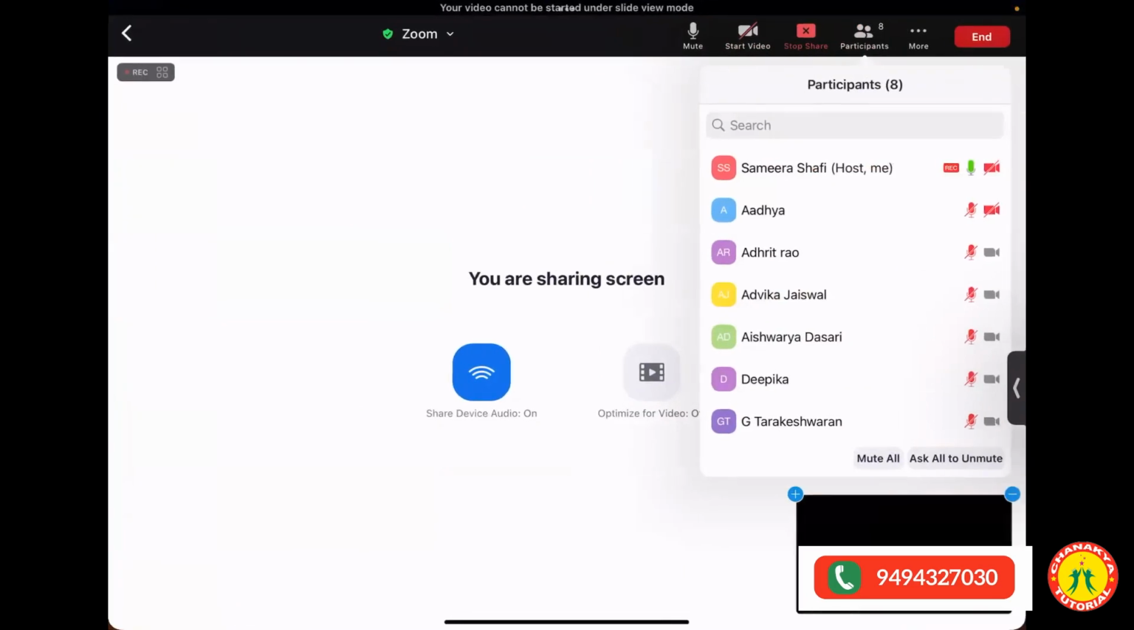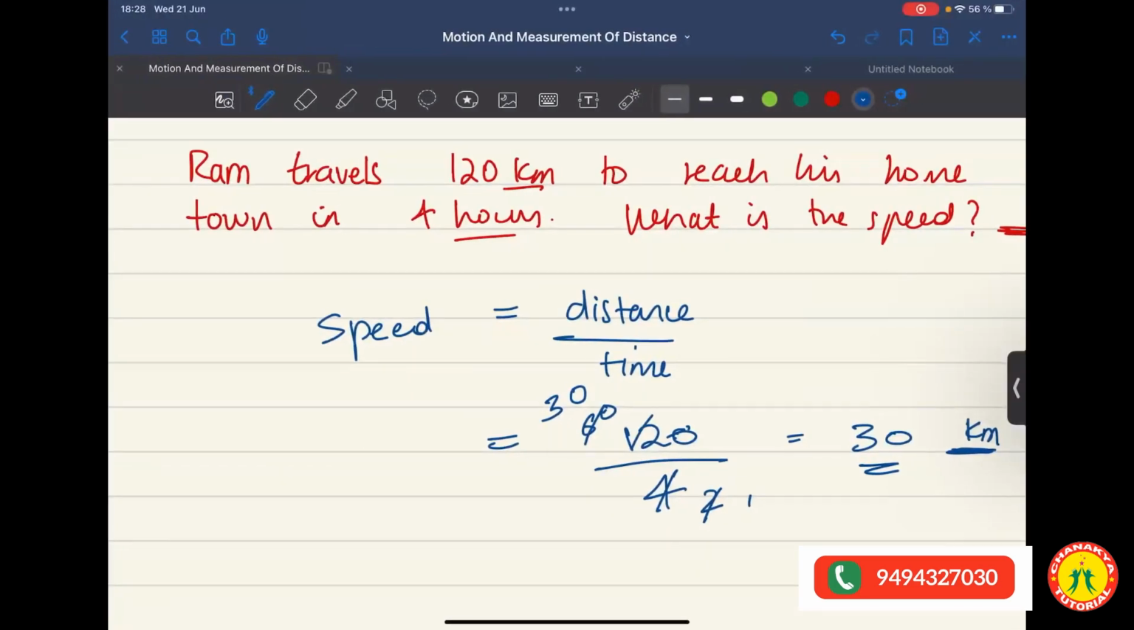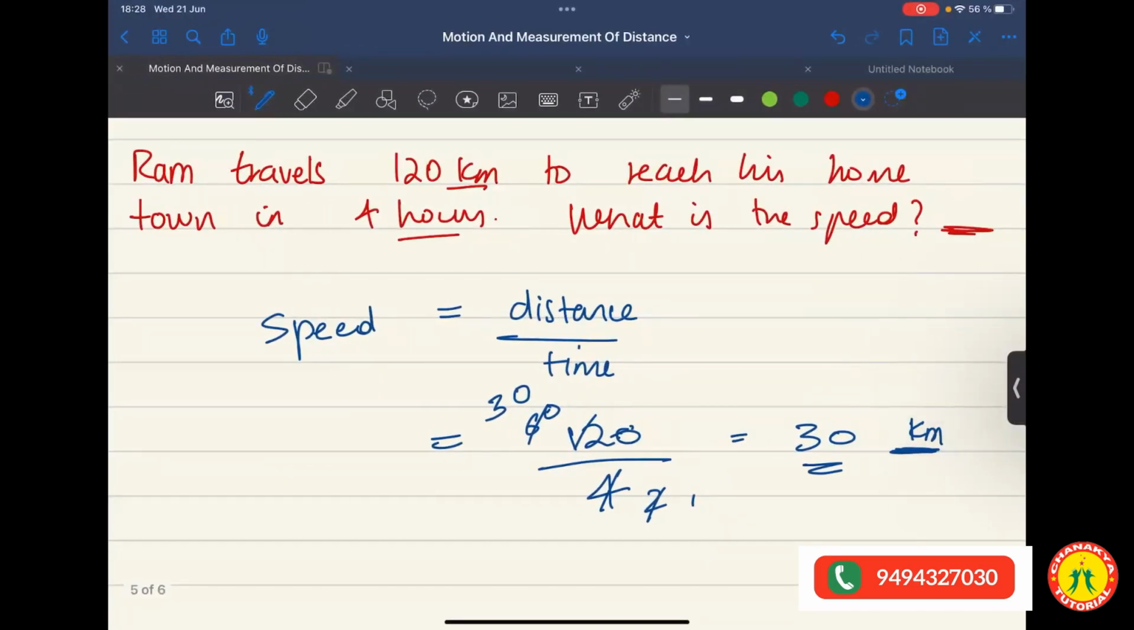Adya, is it correct? Is the unit correct? No. What is the correct unit? 30 kilometers per hour. Very good. Yeah, okay. 30 kilometers per hour.